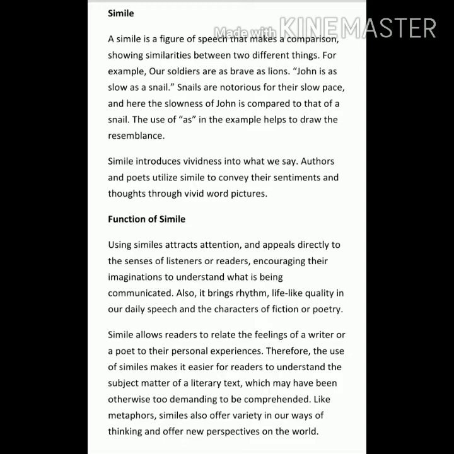And simile allows the readers to relate the feelings of a writer or poet to their personal experiences. Therefore, the use of similes makes it easier for readers to understand the subject matter of a literary text. So it can be possible that you miss out on the meaning of a particular poem or the meaning which a particular speaker wants to communicate, but using the simile makes it quite easier to comprehend, and it makes it easier for the reader or for the listener to make out the meaning, to understand it, to grasp it, and that's the importance of simile.